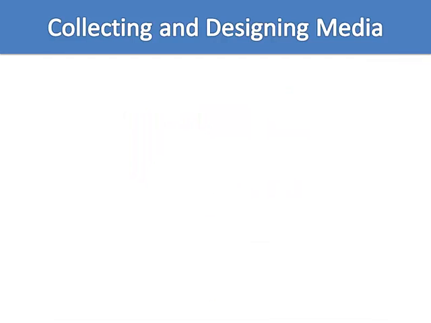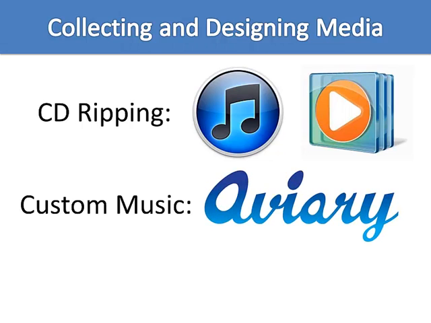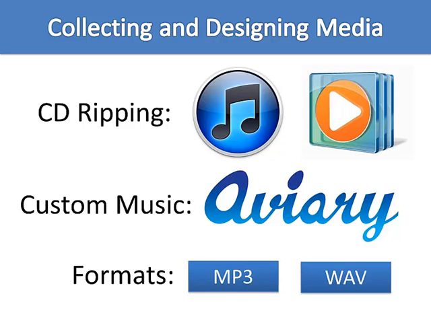In the case of audio, you can get music from a CD by ripping it into your computer using a program like iTunes or Windows Media Player. If you need to create a custom jingle or intro music for your video, I suggest using aviary.com, where you can utilize the free audio editor to make quick instrumental segments by simply dragging and dropping loops. Since we will be using Windows Movie Maker for the editing process, it is recommended that your audio files be in MP3 or WAV format.